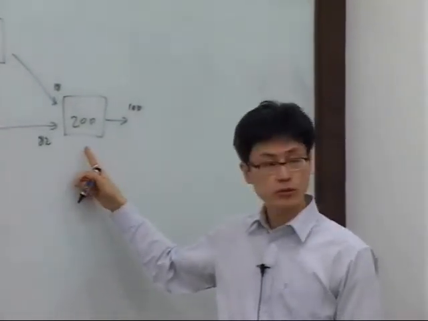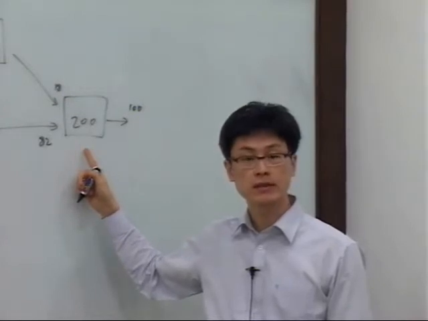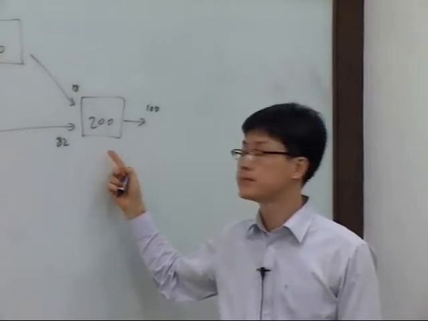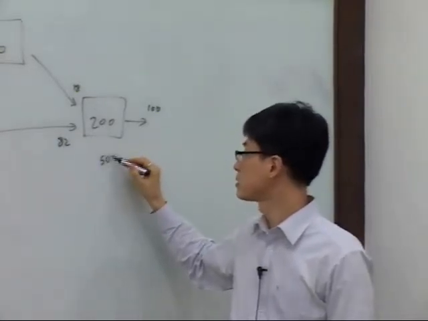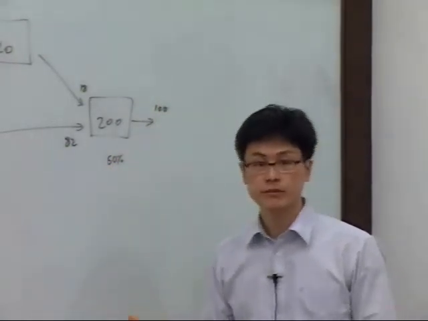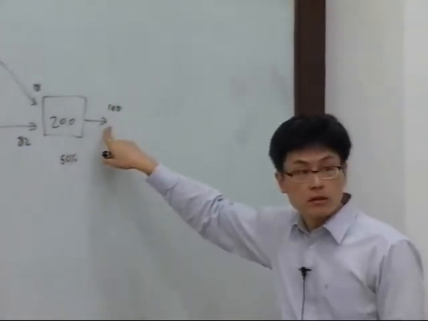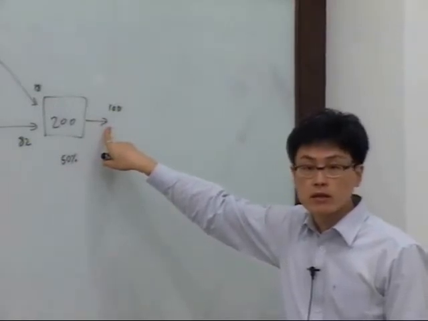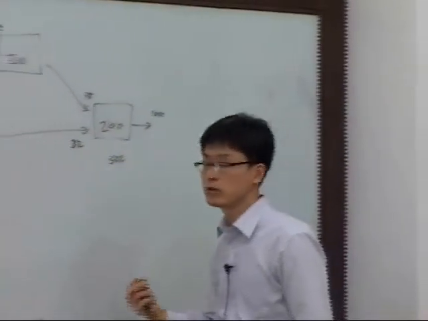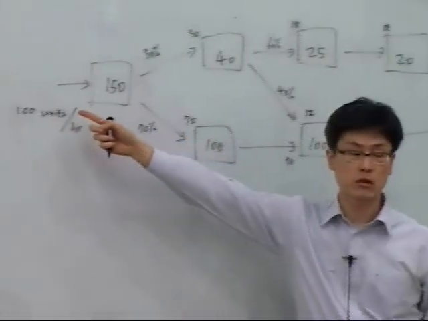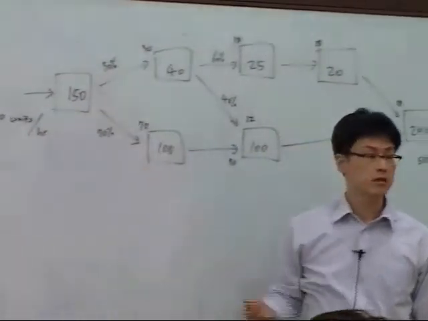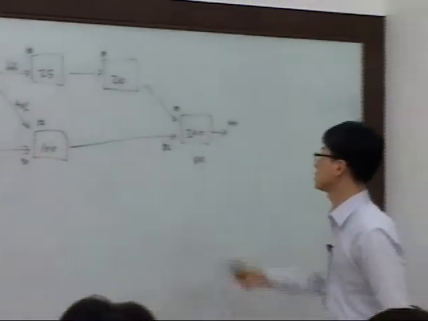Okay. What would be the utilization here? Yes, 50%. Simple. 100 over the capacity. The demand rate is the same as the arrival rate, by conservation of mass. The rule I utilize is that what goes in should go out. So 100 goes in, 100 should come out. Okay, 50%.